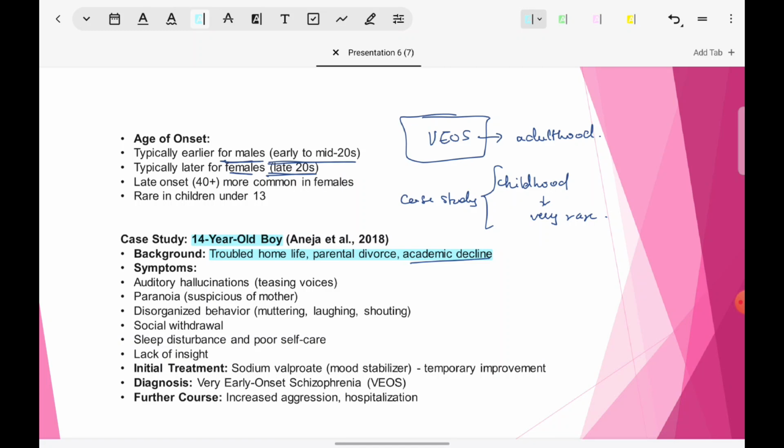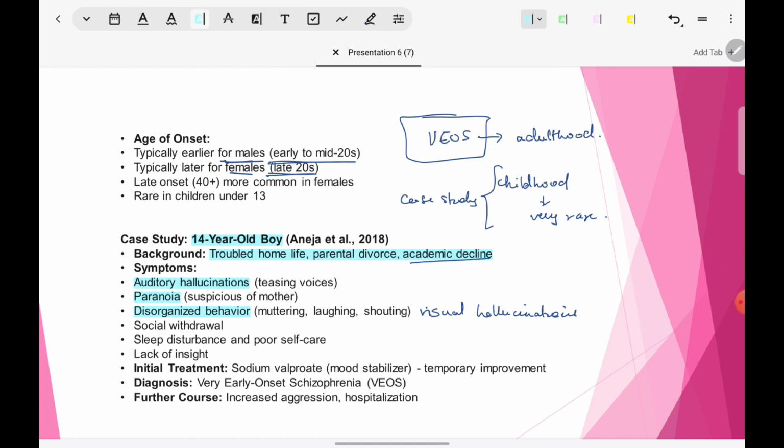Let us see 2 or 3 of those. We don't need to remember too many. One is the boy started showing auditory hallucinations. He used to hear voices that were teasing him, making fun of him. He also developed paranoid delusions. He started suspecting his mother and believing that she wanted to harm him. And he also started showing disorganized behavior. He used to laugh randomly, mutter randomly, and just scream. In fact, it used to look like he was laughing, muttering at unseen people, meaning that he was showing visual hallucinations also.